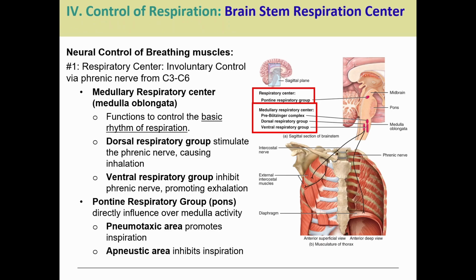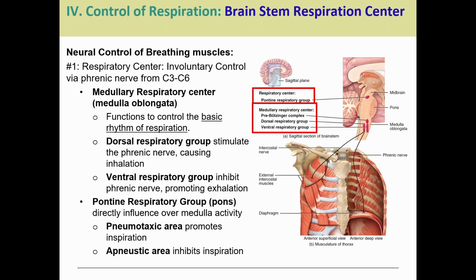So let's talk about the neural control, meaning the nervous system's control. So number one, we have the medulla oblongata in its respiratory center. The medulla oblongata is going to be one of the main things that provides this involuntary control. We're doing this through the phrenic nerve from the C3 to C6 end of things. And with the medulla, we're just getting basic rhythm of respiration. So just making sure you're breathing. We're not worried so much about responding to changes necessarily. It's more like making sure it just happens.